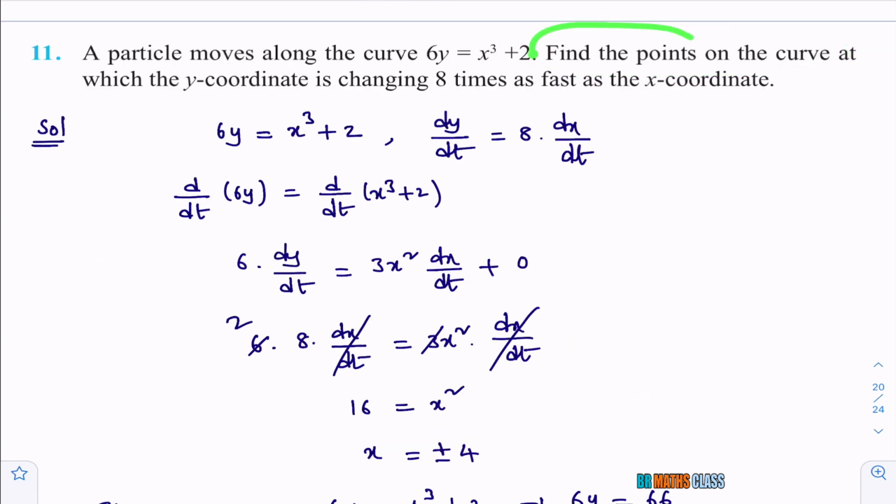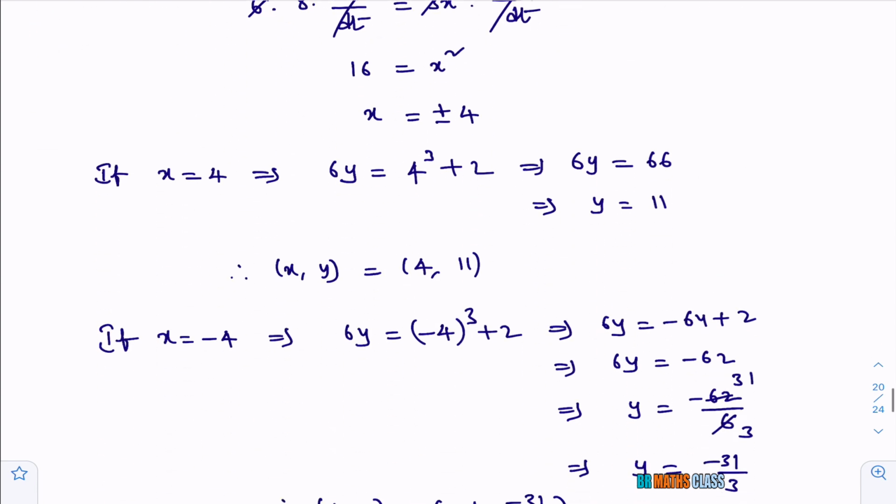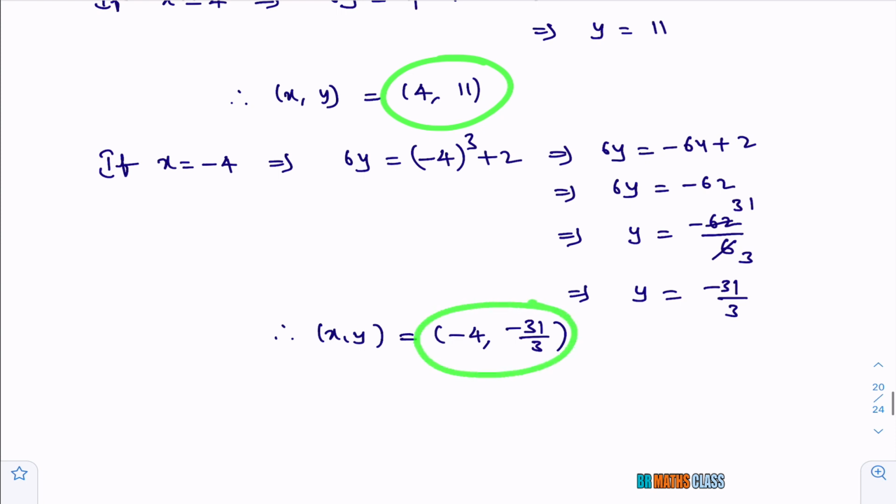In the question they are asking, find the points. So we got that 4 comma 11 and minus 4 comma minus 31 by 3 are the required points.